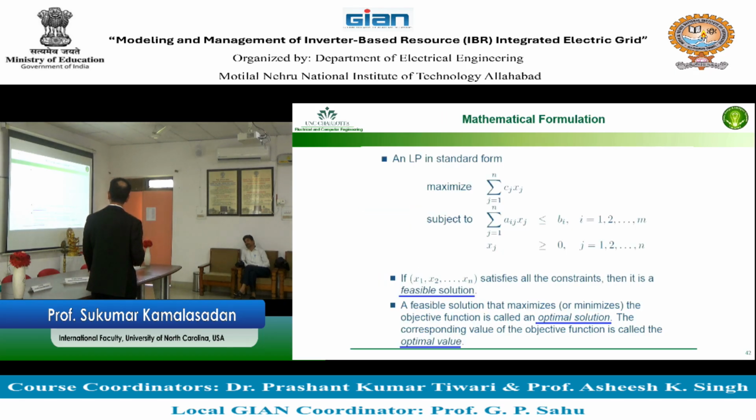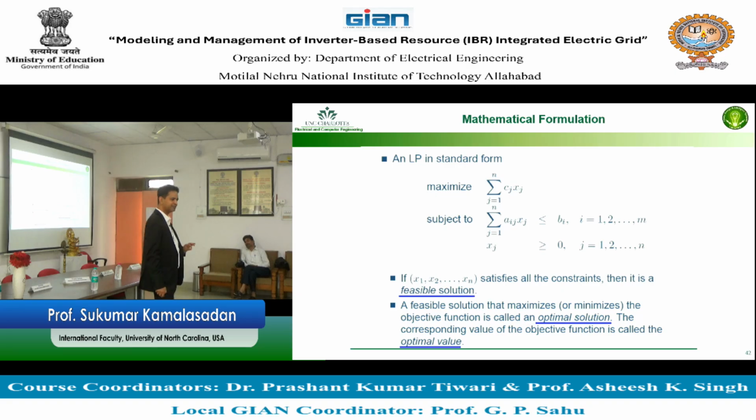So an LP problem in standard form looks like this. This is the objective function. See this objective function here, C times X. It's not X times X. C is basically a constant that you are multiplying with X, which is the mx plus b form.